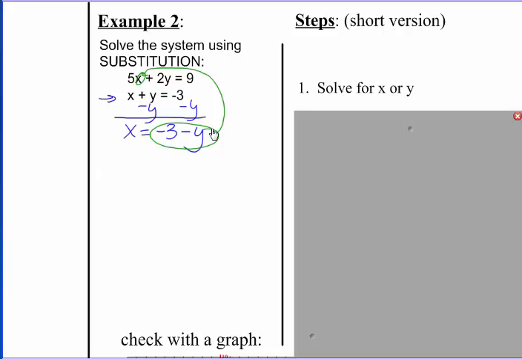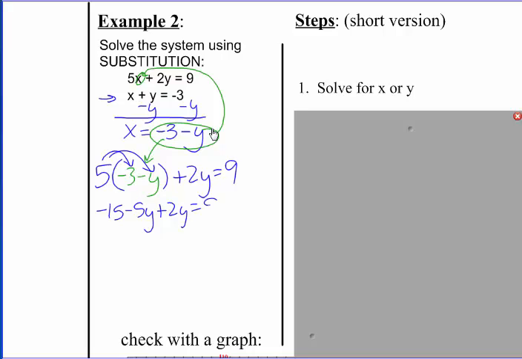So I have 5 times our x, in this case, negative 3 minus y. So I plugged that into where the x value was, plus 2y equals 9. Now we're going to solve for y. So distribute. So negative 15 minus 5y plus 2y equals 9. Negative 15 minus 3y equals 9.